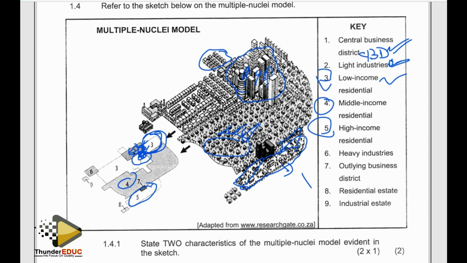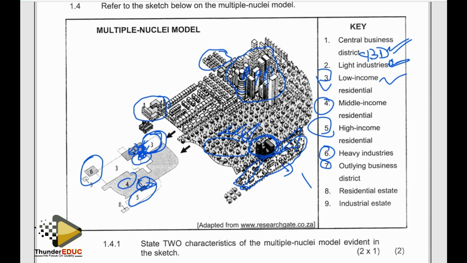Right, then we go on to number 6, which is a heavy industrial site or function. Number 6, you tend to find it there. Then we have the outlying business district, which is number 7. Number 7 is here, close to the high income and in between the high and middle income. Right, when we're talking of outlying business districts, we are looking at decentralization of commercial activities.